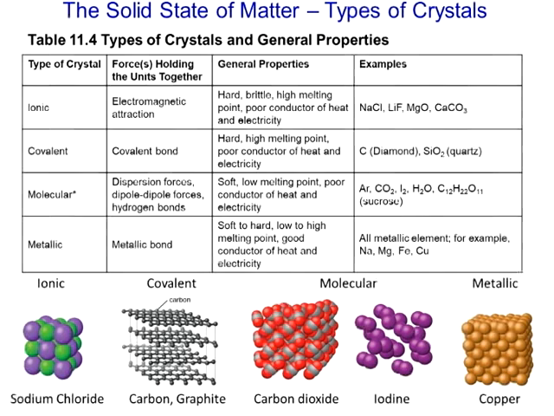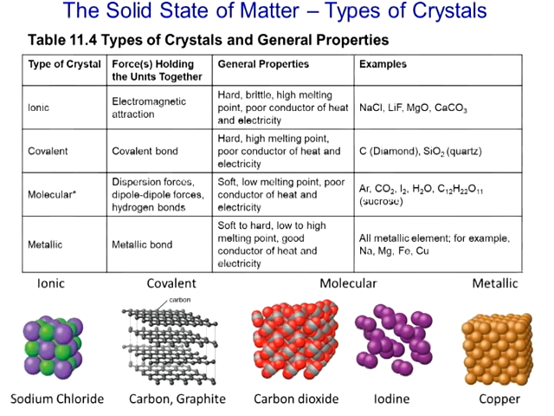And then you have molecular. Okay? Molecular has dispersion forces, dipole forces, hydrogen bonds. Okay. These tend to be soft, low melting, poor conductors of heat and electricity. The examples we show you here: argon, carbon dioxide, iodine, water, carbohydrates, sugars. These would be molecular crystals. And then we have metallic crystals. They have metallic bonds. They're soft to hard, low to high melting points, good conductors of heat and electricity, which is why these metals are used. Okay? That's why they're used for electrical wirings. All metallic elements will fit this category, including sodium, magnesium, iron, and copper.